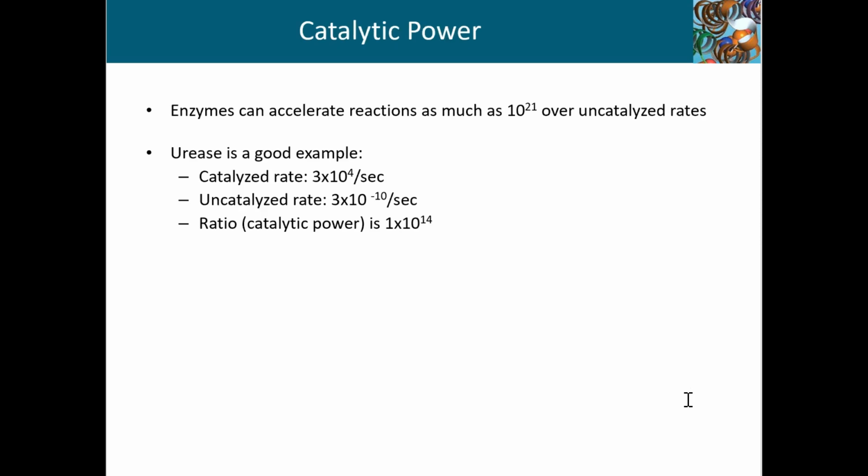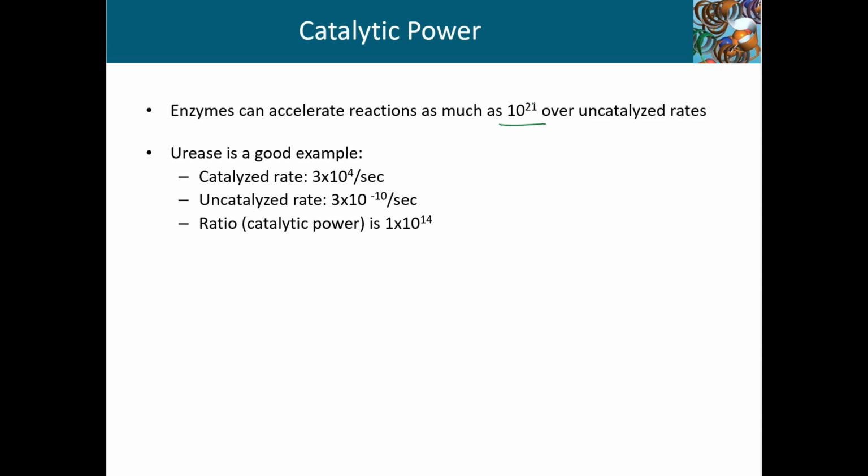So let's talk about this first one, catalytic power. Enzymes are incredibly efficient at accelerating reactions. Although they don't change the energy of the reactants or the products, or the energy released in a reaction, they dramatically change the rate of reaction by reducing the barrier to activation. And this number is pretty spectacular: 10 to the 21st power over uncatalyzed reactions, as much as. They're not all that efficient, but that is incredibly fast.